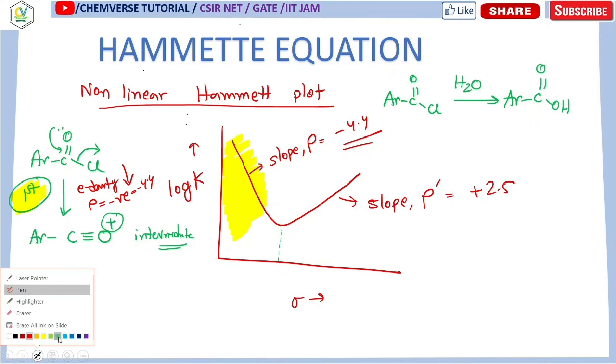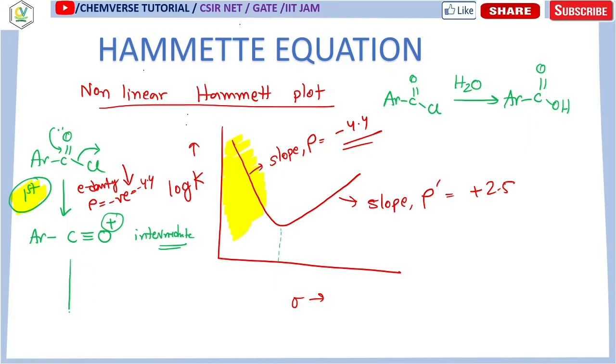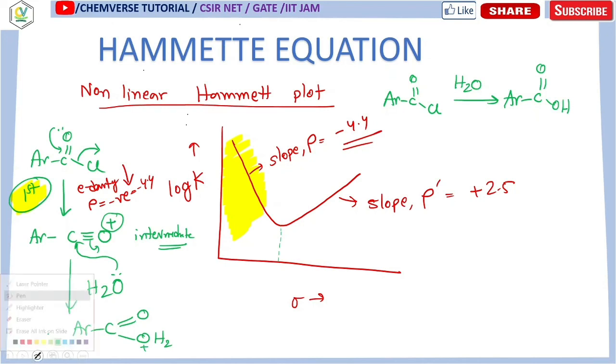Now looking at the second step of the reaction. In the second step, H2O is coming and H2O is attacking over here. It is basically producing Ar, C double bond O and OH2 plus, and then readily the proton is removed. So this is basically forming OH. So this is your product.